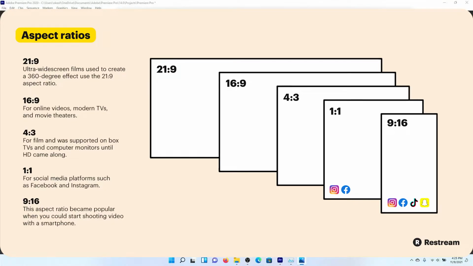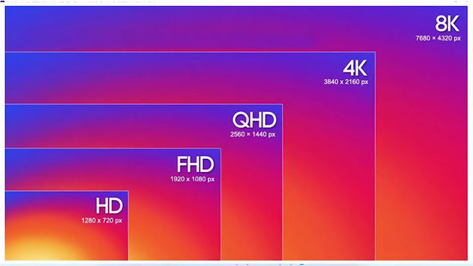1 by 1 for social media like Facebook. You know, the ratio of Facebook is different. If you look at HD, you have 1280 by 720. See, the videos are smaller. Then as these numbers increase, full HD, QHD, 4K, 8K, do you understand what I'm saying?